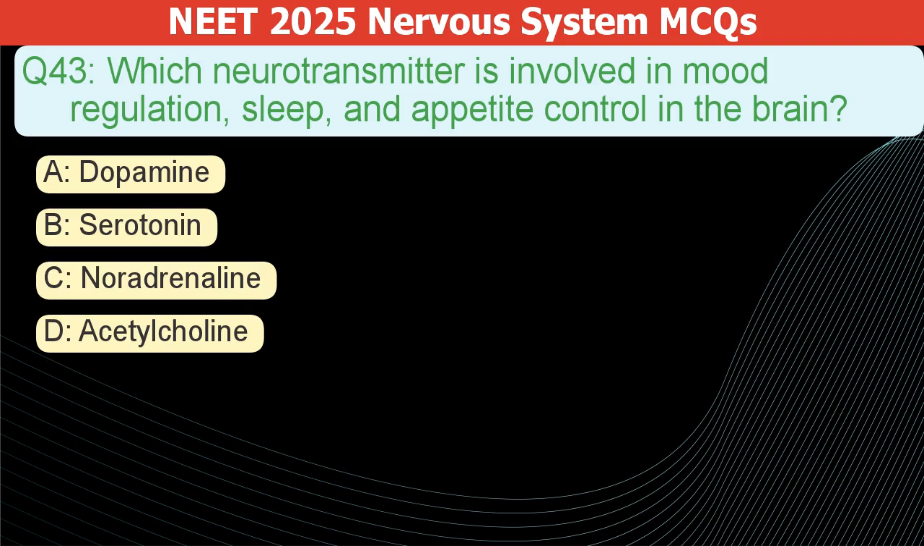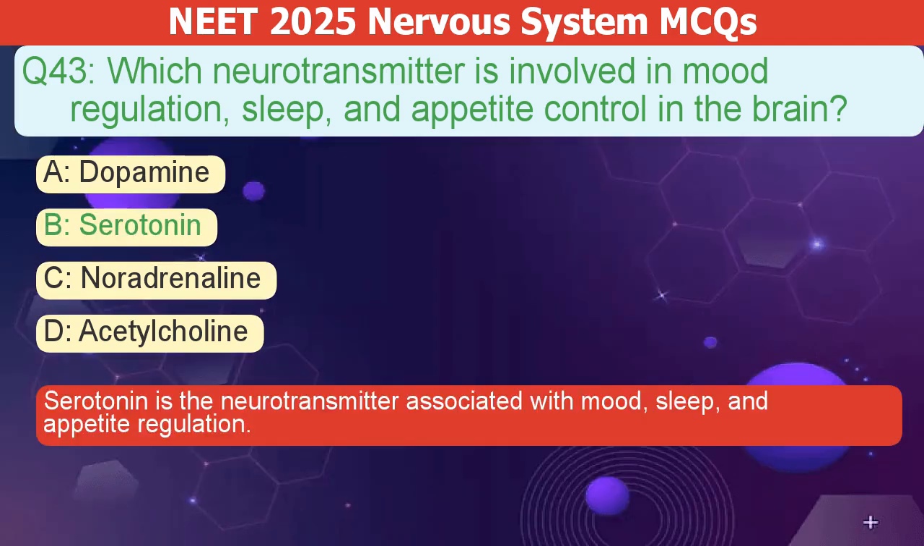Which neurotransmitter is involved in mood regulation, sleep, and appetite control in the brain? A. Dopamine. B. Serotonin. C. Noradrenaline. D. Acetylcholine. The correct answer is B. Serotonin is the neurotransmitter associated with mood, sleep, and appetite regulation.